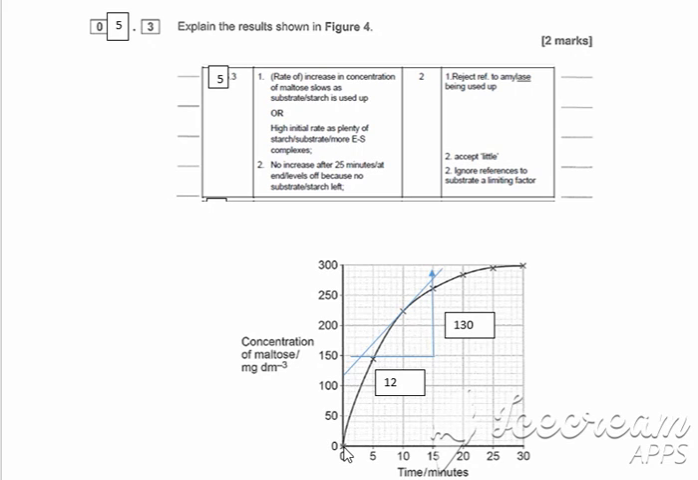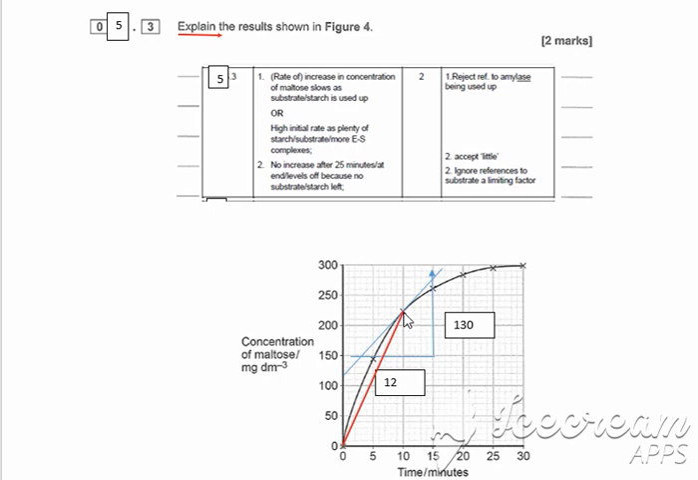It's not enough just to describe what is happening in this question, because the command word is explain, so they want a full detailed explanation about what is happening. So if we look at the beginning of the graph, we can see that as the time is increasing initially, there is a high rate of reaction, because at this point there is plenty of starch available, starch being the substrate. Therefore, there's going to be a high amount of enzyme substrate complexes being formed, as there is a large amount of starch or substrate available.